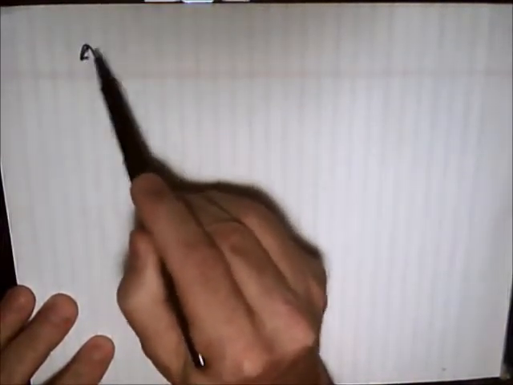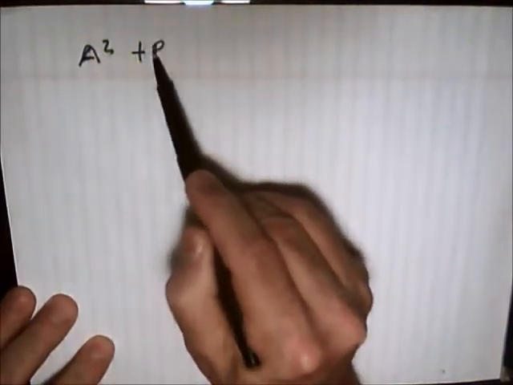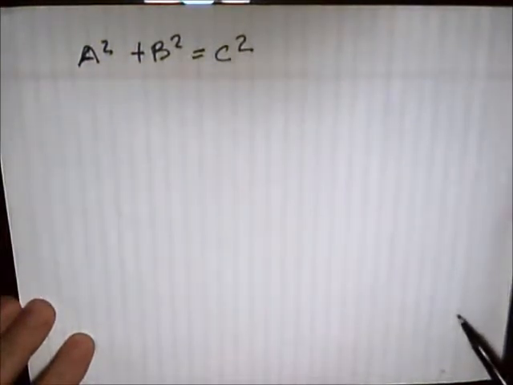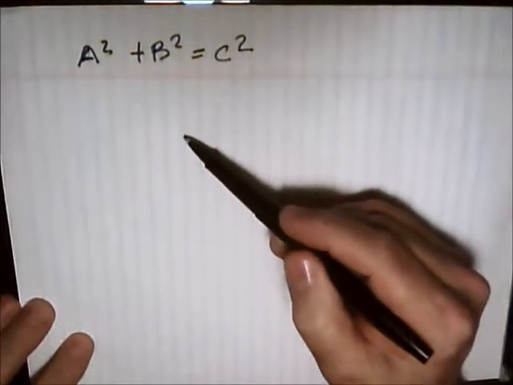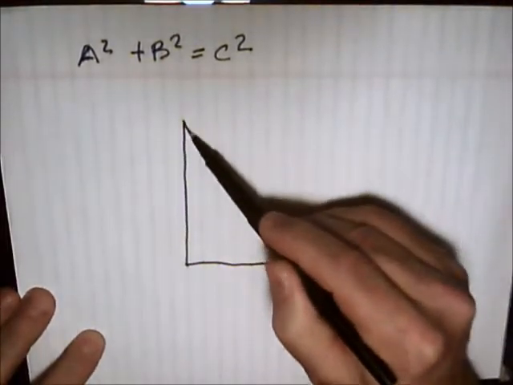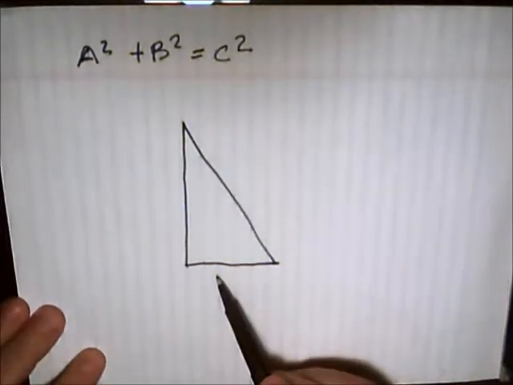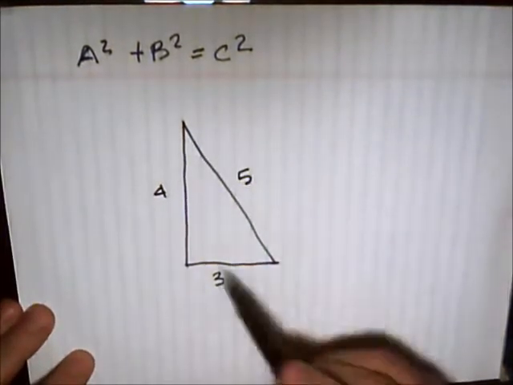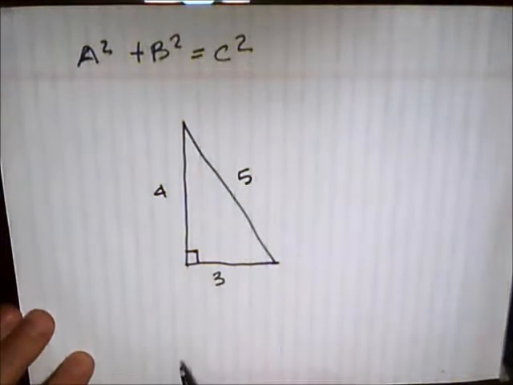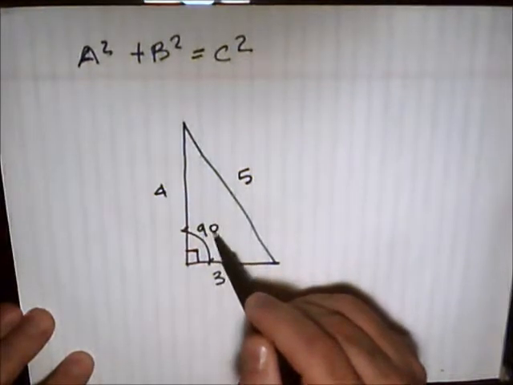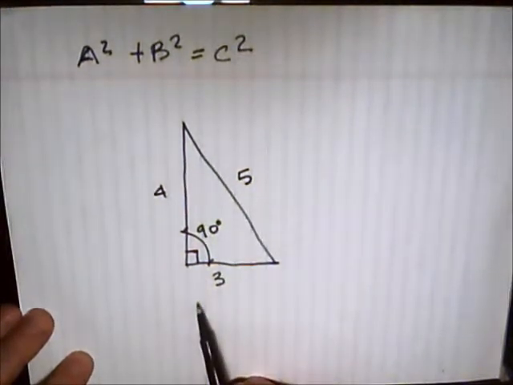Most people know the Pythagorean theorem as a squared plus b squared equals c squared. And this relates to the sides of a right triangle. Now, there's a right triangle. Everybody in carpentry knows this. It's called the 3, 4, 5 triangle. This is a right angle. In geometry, you put a little square in the corner. It says this is 90 degrees. Right triangle. 3, 4, 5.